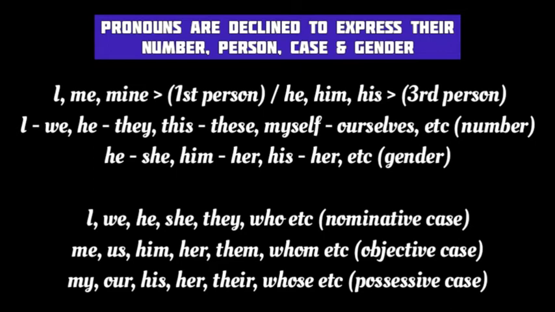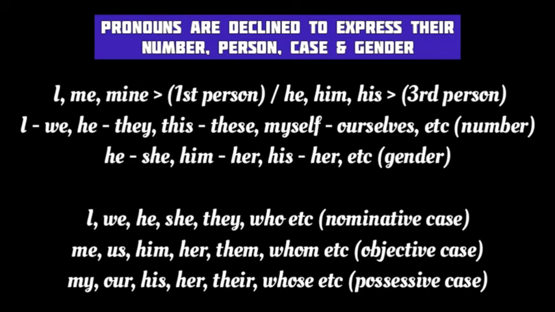For example, I, me, mine are first person pronouns. You, your, yours are second person pronouns. He, him and his are third person pronouns. I to we, he to they, this to these, myself to ourselves are examples of the pronoun declension to show the plural number. The pronoun declension also points out the gender.